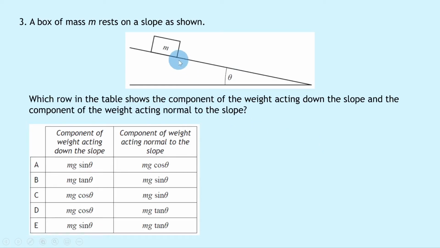Well, you should remember that the component of weight acting down the slope or parallel to the slope is given by this expression mg sine theta, whereas the component of weight acting normal or perpendicular to the slope, which is this component here, is given by the expression mg cos theta. And that's found knowing that the component going straight down is going to be just mg. So we can say we should have mg sine theta and mg cos theta, which gives the answer A.